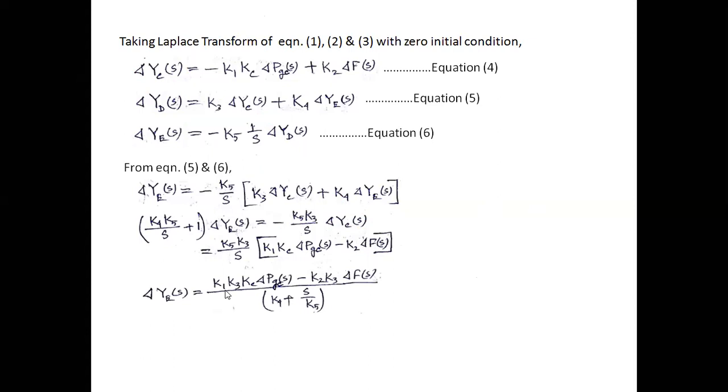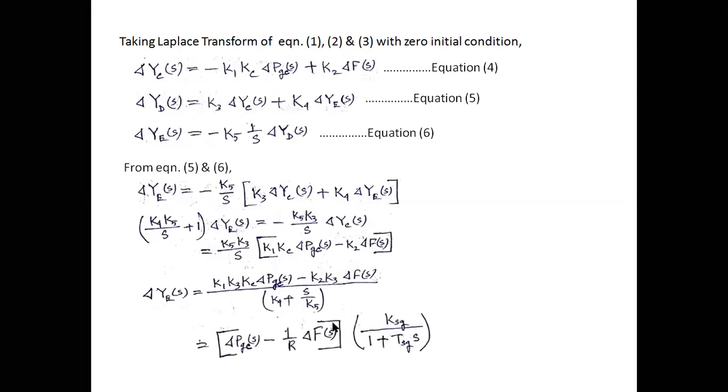So in the next equation, del YES is equal to, this is the ultimate equation for del YES: K1 K3 Kc del PGCS minus K2 K3 del FS, divided by K4 plus S by K5. Now simplifying this, we are writing del PGCS minus 1 by R del FS into KSG divided by 1 plus TSG S. So this is our equation of a control system.